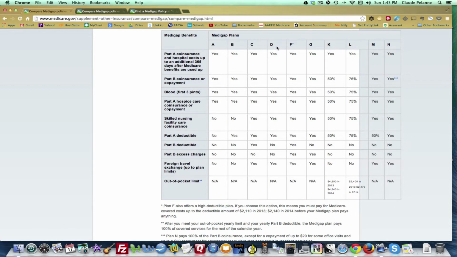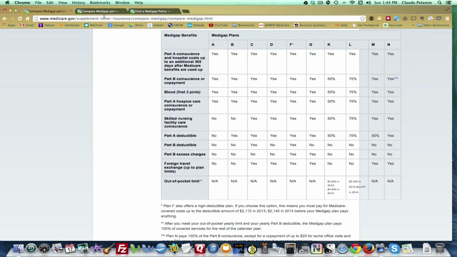The next one that covers almost everything would be G, C, D covers a lot, and N covers quite a bit. N is actually a very interesting option, but you have to look at the pricing, and that's what we're going to do next. We're going to try to see what it costs across the board for some of these plans, and that's going to be part of the next video.